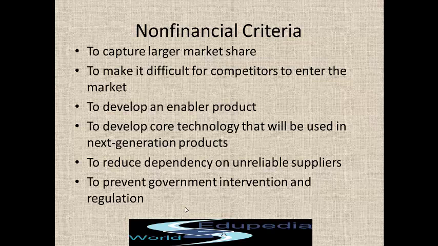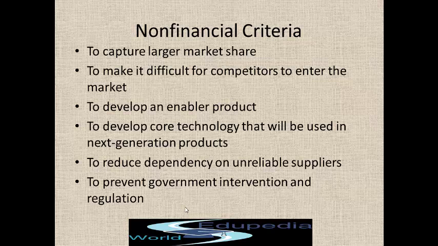So what are the non-financial criteria you need to look for selecting a project? To capture larger market share. So you are doing this project to capture a larger market share. Sometimes your NPV may be negative, but you want to do it because you want to capture a larger market share. So still you can take it forward.